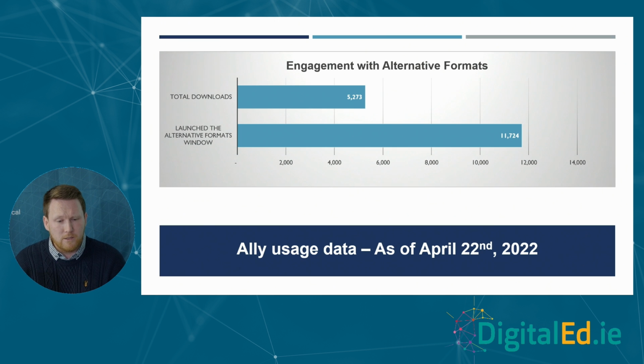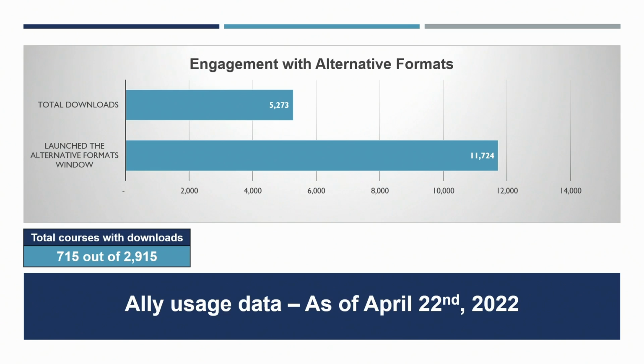So just in general, to highlight a couple of things, the total number of downloads, so this is students really downloading. Of course, teachers may download as well, but there have been over 5,000 downloads, as you can see with the top bar in that graph. It also tells us that the window for choosing which alternative format you want has been launched 11,000 times, so that's just another little bit of data.